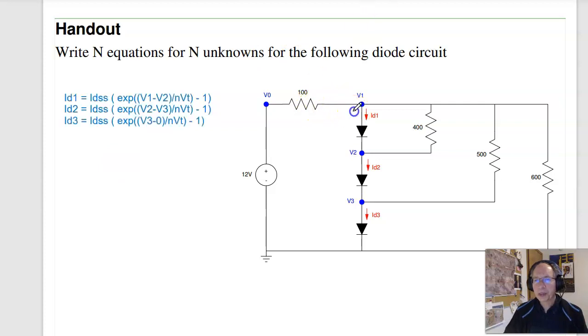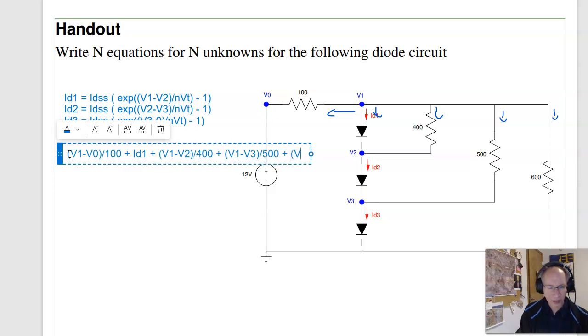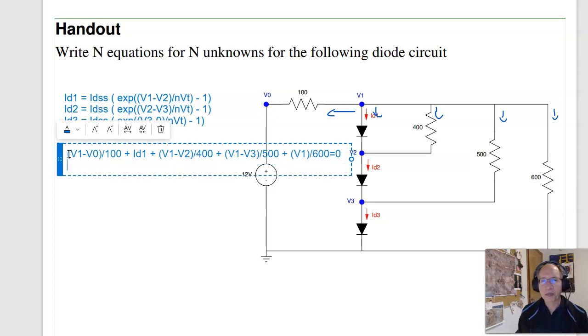Next 3 equations would be your node equations. At node 1, these currents have to add to 0. And that would be, at node 1, the current left is V1 minus V0 over 100, plus the current down, that's just ID1, plus the current through the 400 ohm, V1 minus V2 over 400, plus the current through the 500 ohm, V1 minus V3 over 500, plus V1 over 600. That's everyone. That's got to balance.